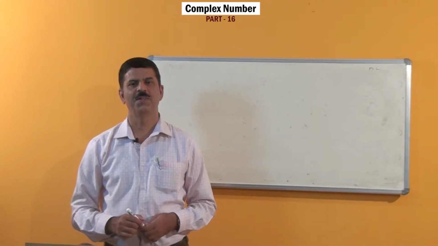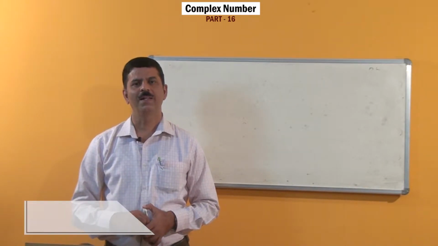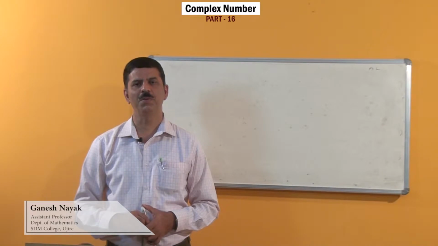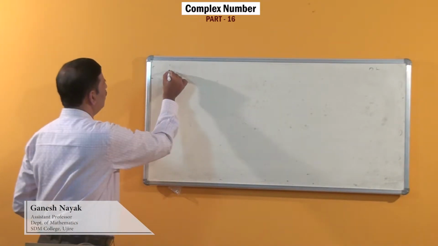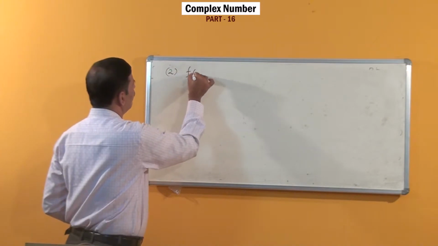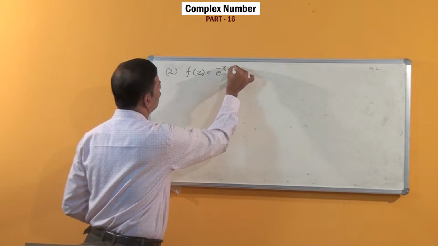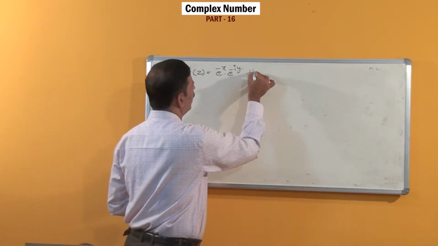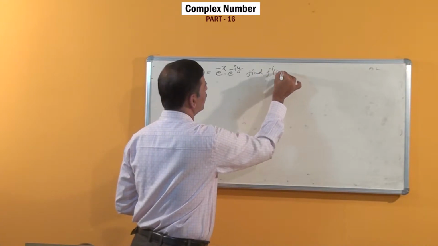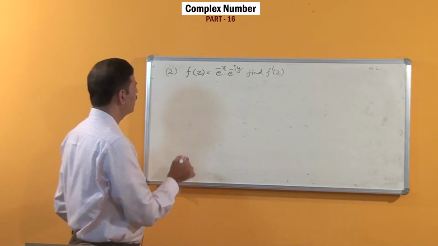Hello friends, we will continue the problem of finding the derivative by using the Cauchy-Riemann equations. Second problem: f of z is equal to e power minus x into e power minus iy. Find f dash of z, if it exists. Always, the condition is there.